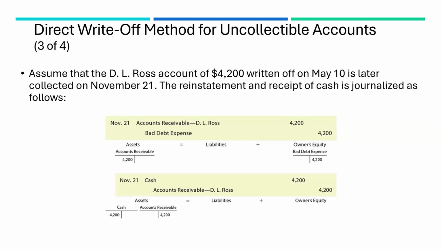If you reduce these journal entries, so to speak, it would be a debit to cash and a credit to bad debt expense, but they reverse the initial entry and then collect it as normal.